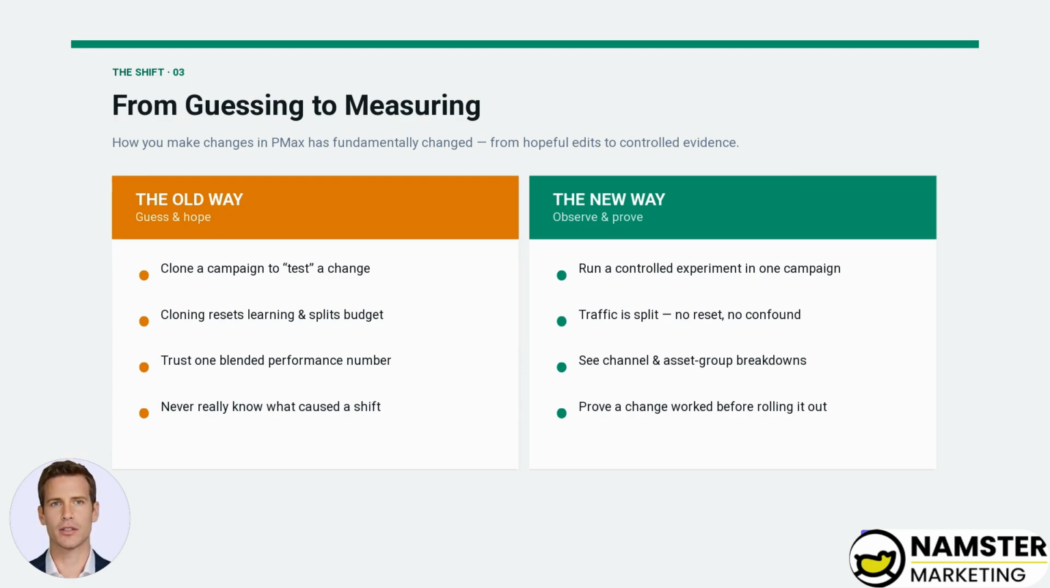The new way focuses on observation and proof. By running controlled experiments within a single campaign, traffic is split internally. This prevents learning resets and eliminates confounding variables. You can now see exact channel and asset group breakdowns, allowing you to prove a change works before you commit to rolling it out across your entire account.